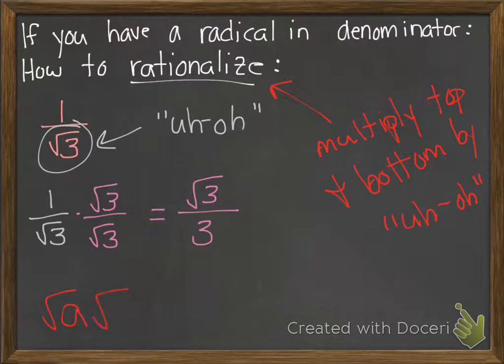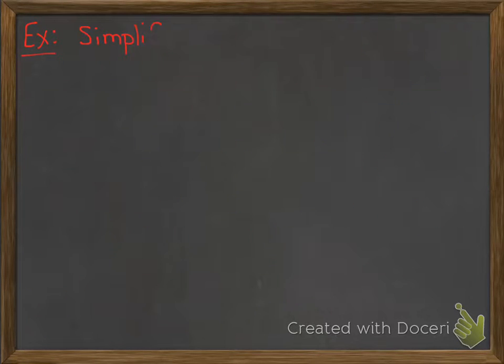When we had a square root of a times square root of a, that left me with a. All right, this is the square root of 3 times square root of 3. What's happening is this gives you the square root of 9, and the square root of 9 is 3. So here I have my final answer. That's how we rationalize the denominator, and I know it's a pain, but you got to do it. So let's practice an example.